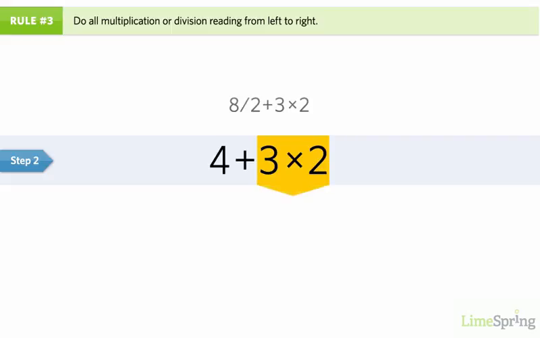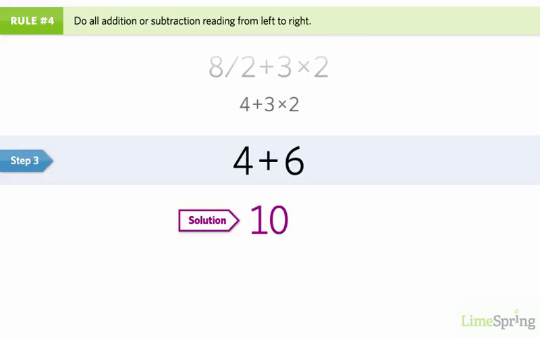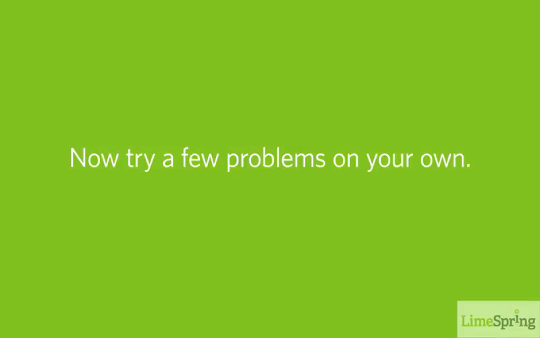3 times 2 equals 6, so we are left with the expression 4 plus 6. Now that we only have addition left, we can add 4 plus 6 to get 10. So 10 is the simplified form of the expression 8 divided by 2 plus 3 times 2. Okay, now before we move on, how about trying a few problems on your own? When you've finished, we'll add another rule to our list.